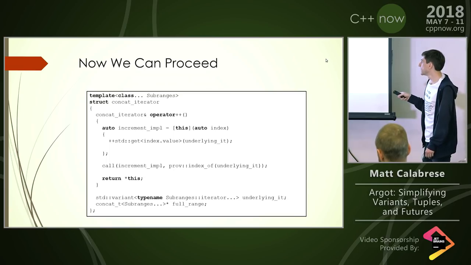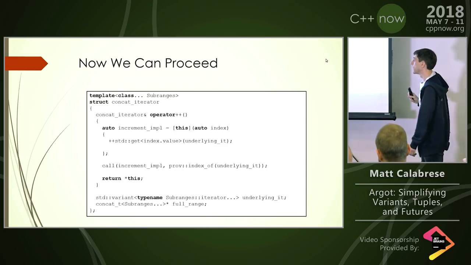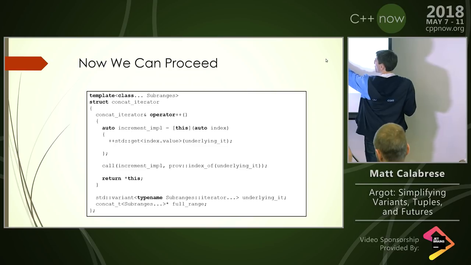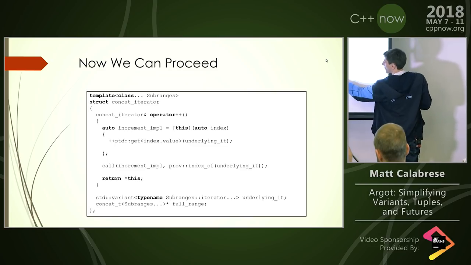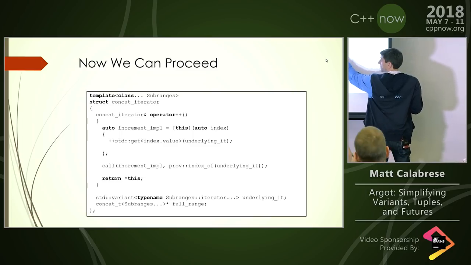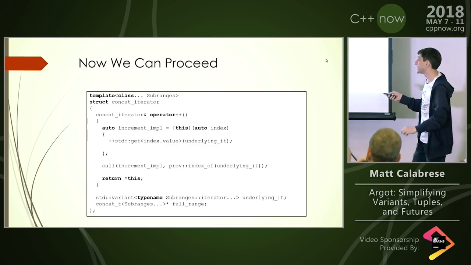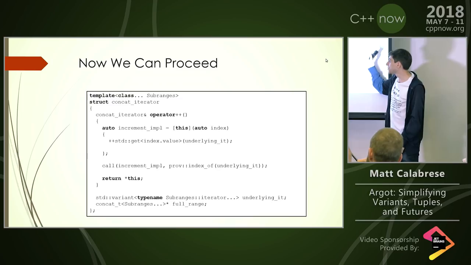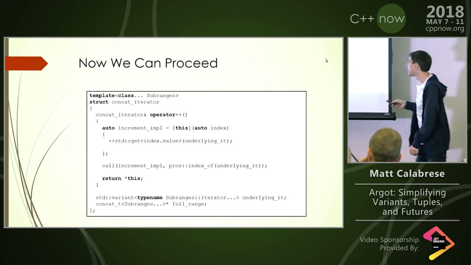Okay, so now this lambda takes in an auto index. And if you remember, this is always going to be a std integral constant. So we always have compile time information here of which index we are. And so we increment the corresponding alternative in our variant. So this is equivalent to what we did with our visit. But now we know how to proceed, because we know exactly which index value we have.